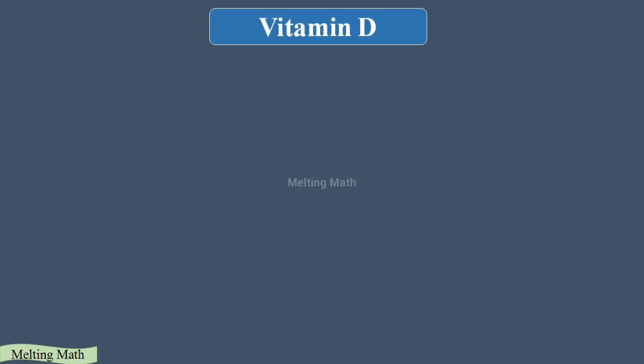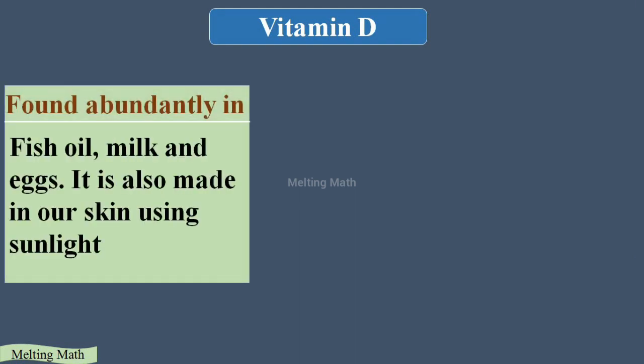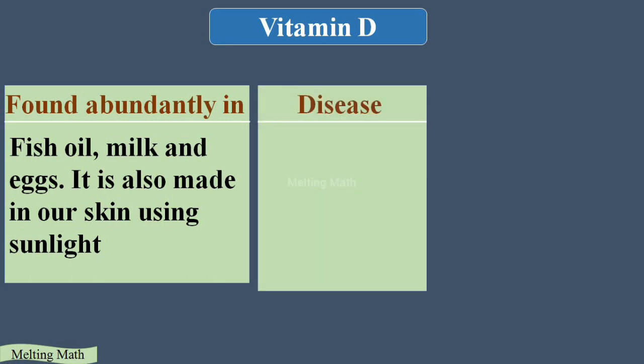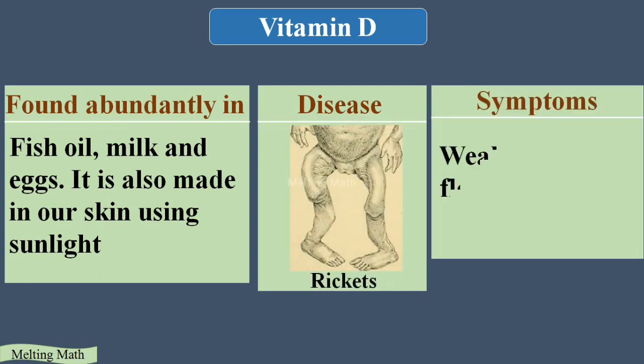Next we are going to see about vitamin D. Vitamin D is found mostly in fish oil, milk and eggs. It is also obtained from the sunlight through our body. If vitamin D is present in a lower amount in your body, what will happen? It causes the disease named rickets. The symptoms of rickets are weak and flexible bones in your body.